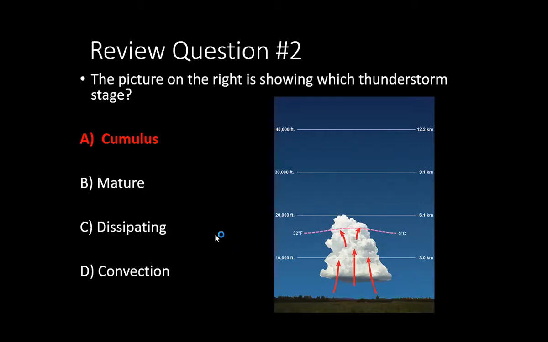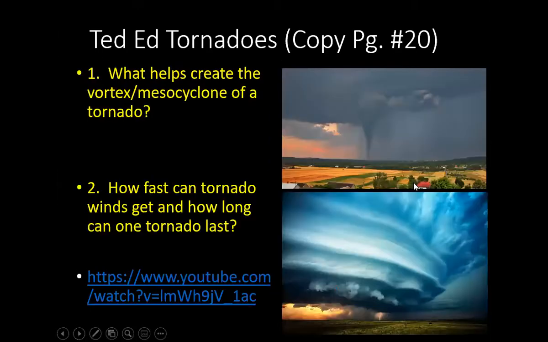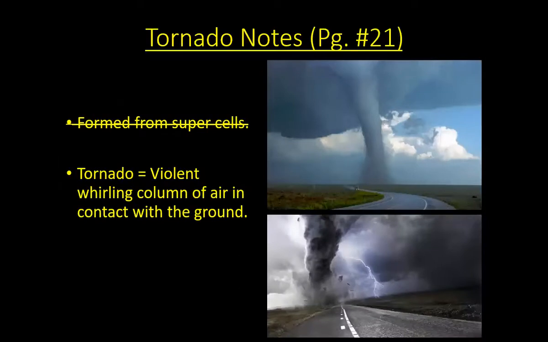So again, this is the baby storm. If it's got updrafts and downdrafts, it's going to be mature. If it's got just downdrafts, it's dissipating. You're going to see that on the quizzes next week, so make sure you understand that. All right. We already did this yesterday, so we're going to skip that.